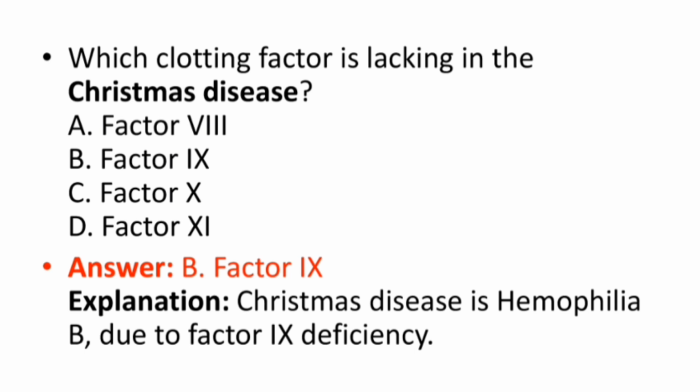Which clotting factor is lacking in Christmas disease? Option A, factor 7, 8. Option B, factor 9. Option C, factor 10. Option D, factor 11. The correct answer is option B, factor 9. Christmas disease is Haemophilia B due to factor 9 deficiency.